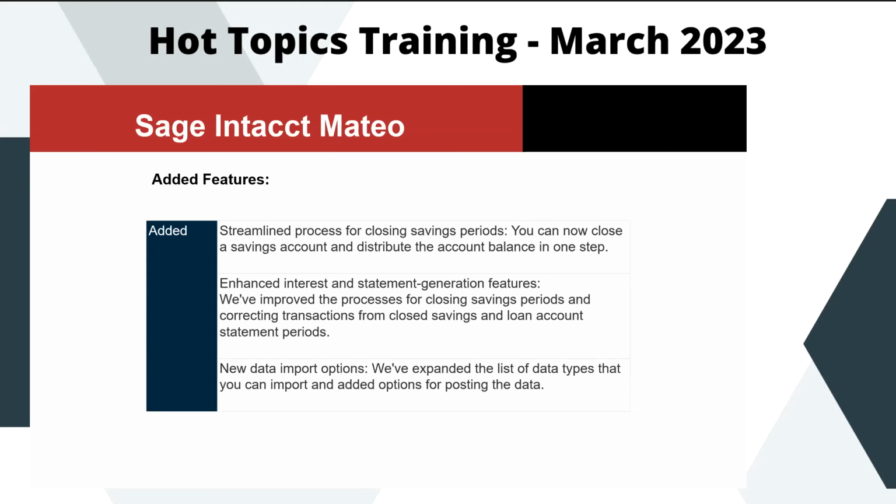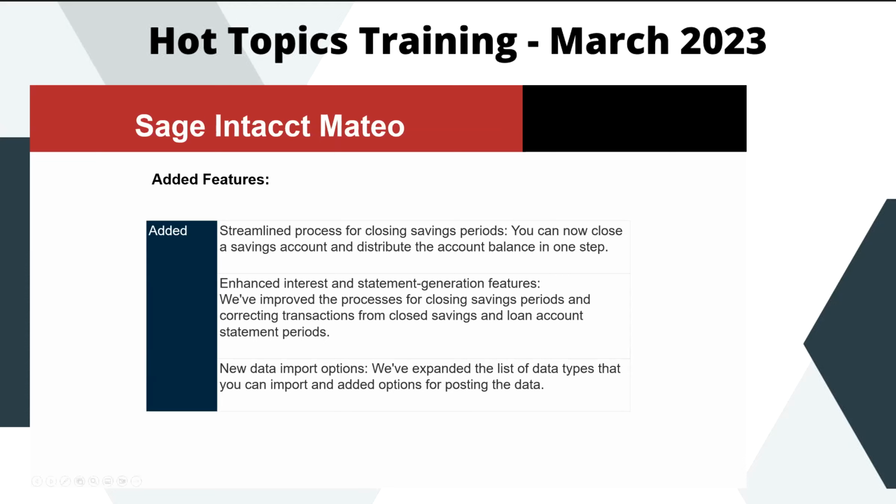You can now close a savings account and distribute that account balance. You now have the choice of withdrawing the balance or transferring the balance to a new account. Sage Intacct has also improved the process for closing your savings periods and correcting transactions from your closed savings and loans account periods as well. With this flexibility when closing the savings period, it is no longer necessary to close your prior account period. You can just start with the current period.